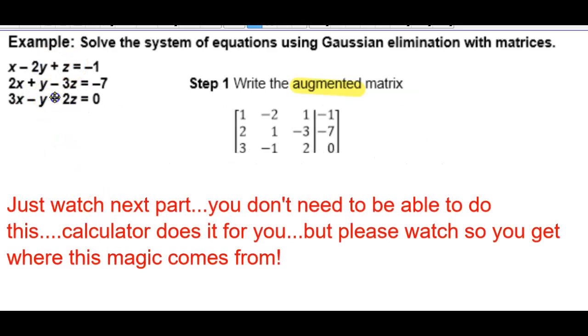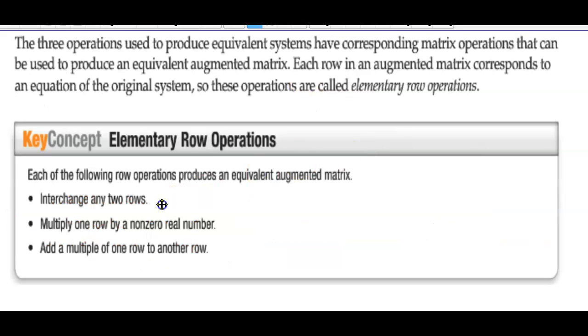The augmented matrix for this one we just did, I took out the x, y, z, so we had 1, -2, 1, -1, 2, 1, -3, -7, 3, -1, 2, 0. Okay. Now, there are operations you can do. You are allowed to switch 2 rows around. Think about that. That's just switching 2 equations in the order in which you wrote them.